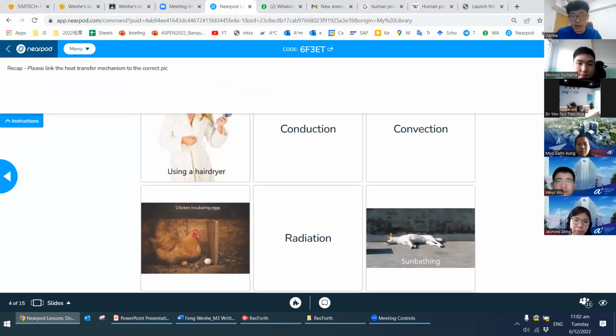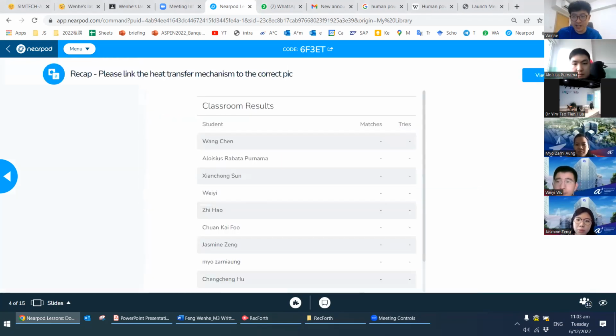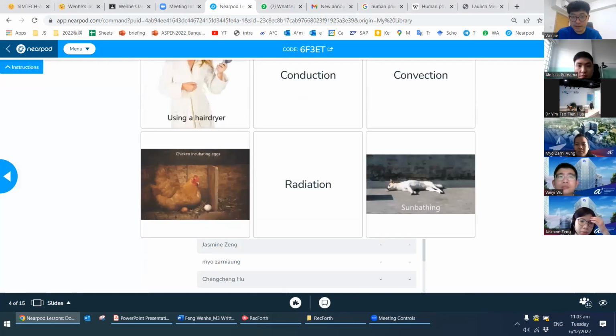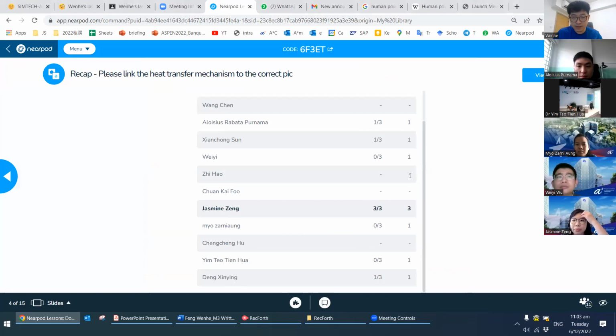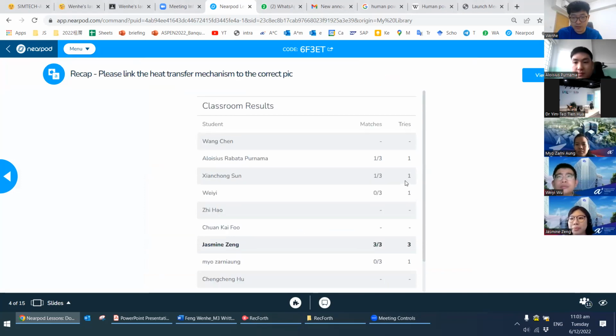So to start, I would like you to do a little bit of challenge. I would like you to link the 3 heat transfer mechanisms to the correct picture. So please click on the screen. Okay, I'm getting the results. Let's link the heat transfer mechanisms to the correct picture, which you think fit.